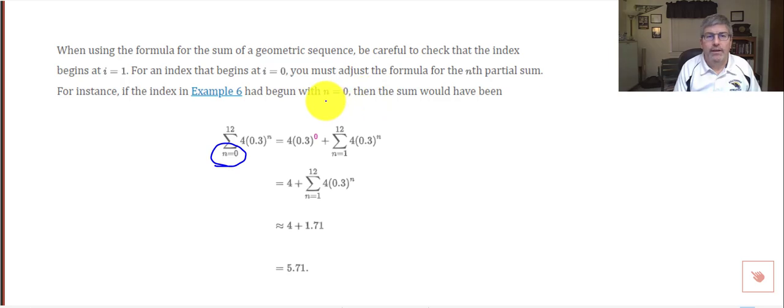Okay, so if we would have begun the previous sample with n equals 0, we would have had 4 times 0.3 raised to the 0. Anything to the 0 power is 1. So now 4 becomes our first term, and then from there we can figure out the sum after that using n equals 1 to 12. Our answer here would have then been 4 plus the 1.71 we got from the previous problem. The n equals 0, or that beginning term, really gives us the 4, which is then added to the sum.